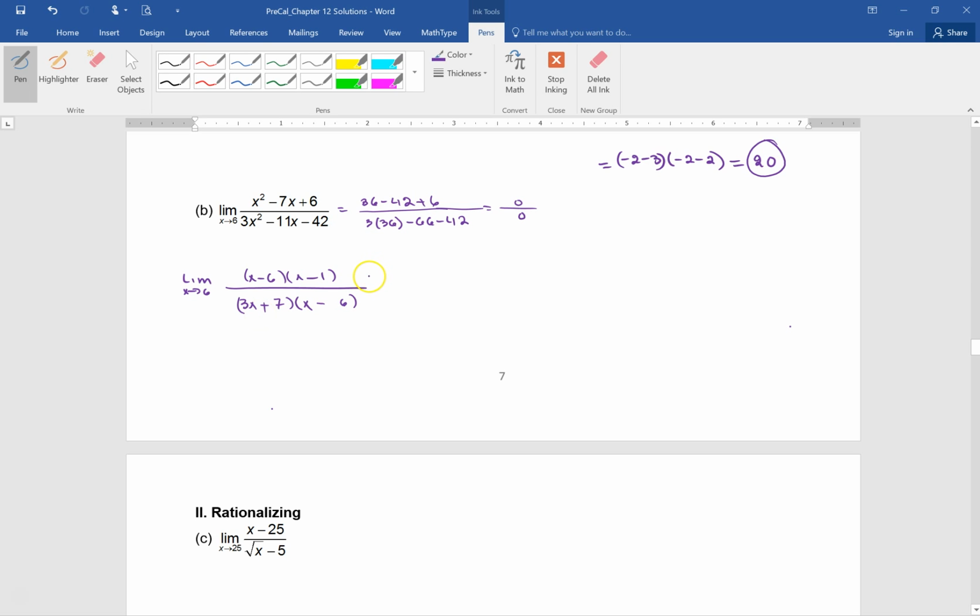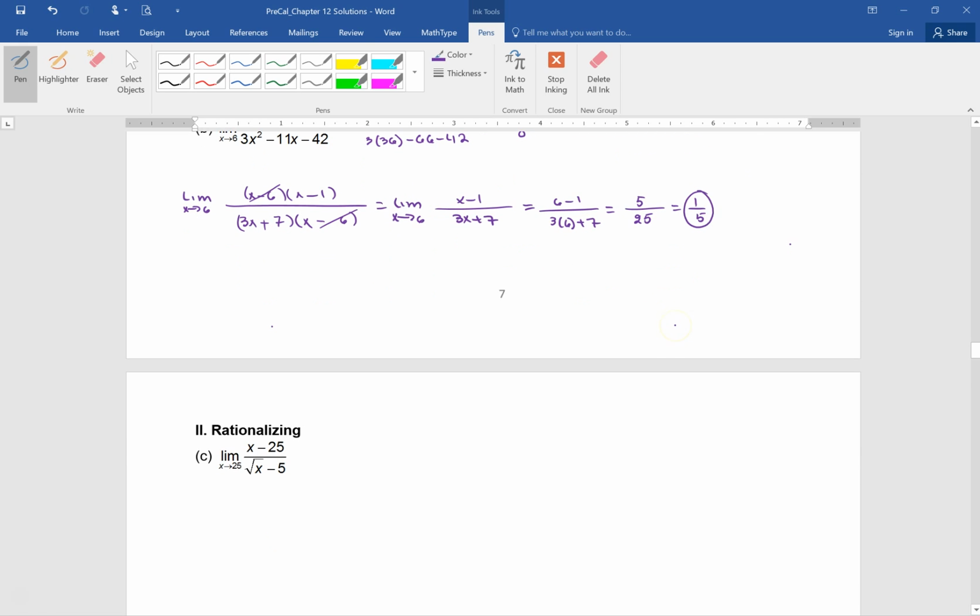Okay, so now can we get rid of the x minus 6? We sure can. That means this is the limit as x approaches 6. Let's just write it cleaner. Now I can plug in my 6. So I get 6 minus 1 over 3 times 6 plus 7. This is 5 over what? Which is 1/5.